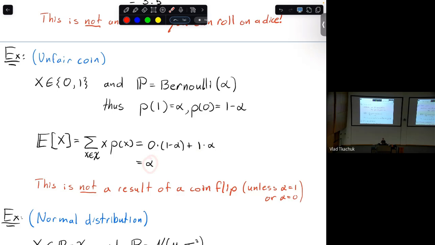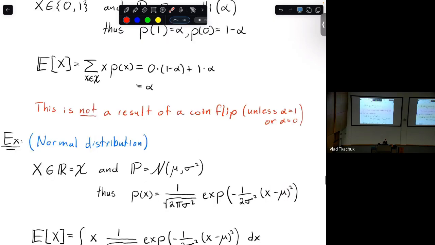So of course you can't flip a coin and get a value alpha, unless alpha is 1 or 0. In the fair coin case, this would be 1/2, and you say the expected value of my coin flip is 1/2. Okay, you're never going to get 1/2, but on average, if you averaged all of your coin flips, if you did that infinitely many times, it would be 1/2. That's what it means.